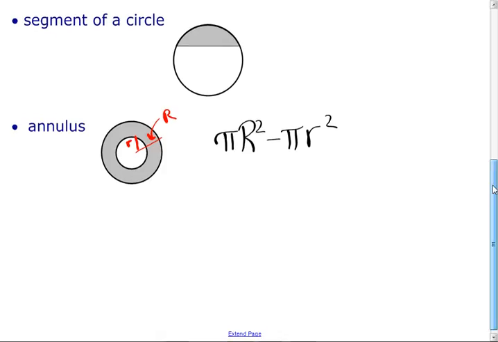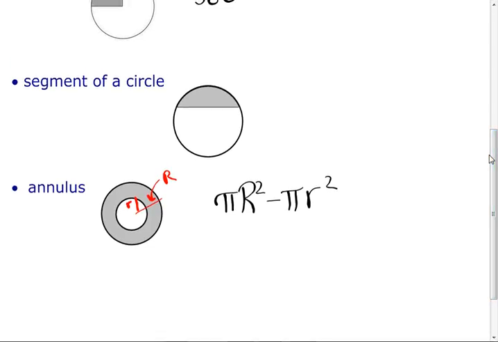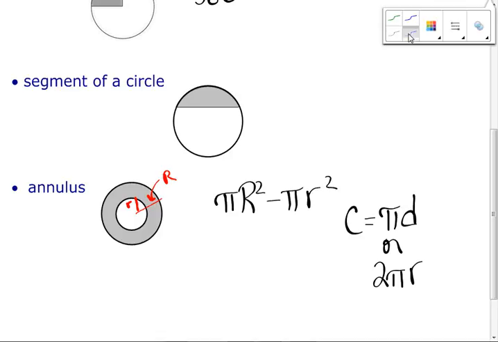And then what we're going to do now is find a segment. Circumference is equal to pi times the diameter, or 2 pi r. I don't know if we'll give you those formulas, but we will give you formulas, like for the annulus.